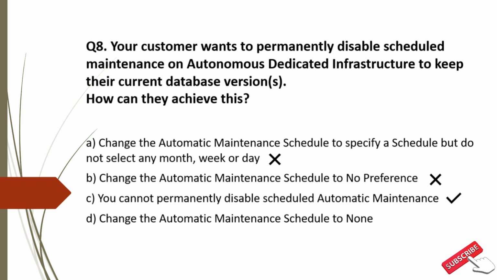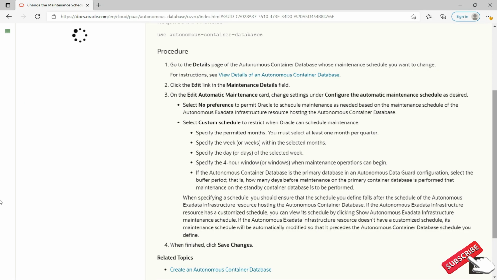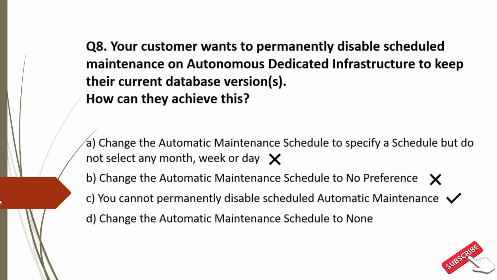This is correct. If the autonomous accelerator infrastructure resources does not have a customized schedule, its maintenance schedule will automatically modify it so that it precedes the autonomous container database schedule you define. Option D. Change the automatic maintenance schedule to none. This is incorrect. So the correct option for question 8 is option C.